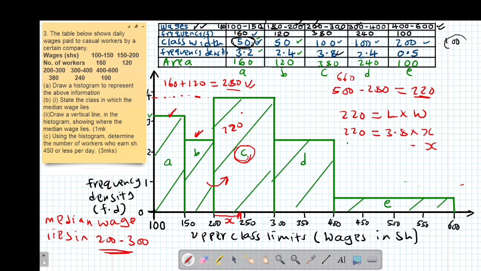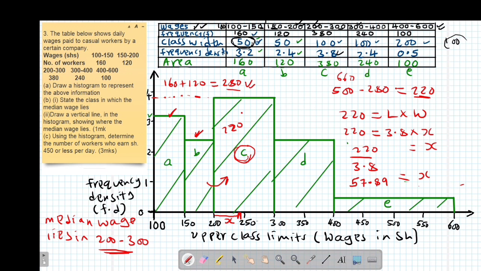So it means the value of x will be 220 divided by 3.8. Therefore, our x will be 220 divided by 3.8, which is going to give us 57.8989, that is 57.89 correct to four significant figures. So this is the value of x. I need this value of x in this particular bar here.